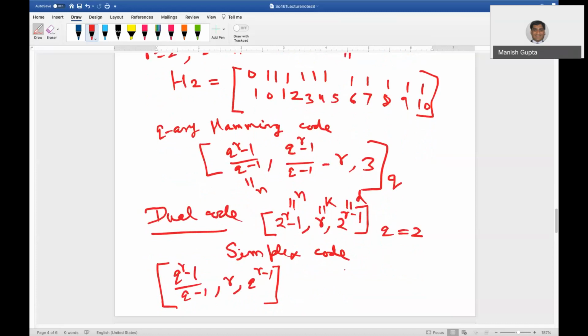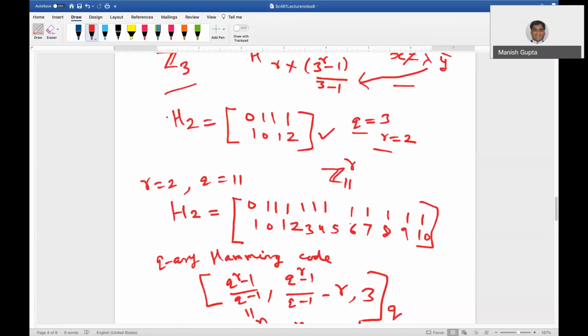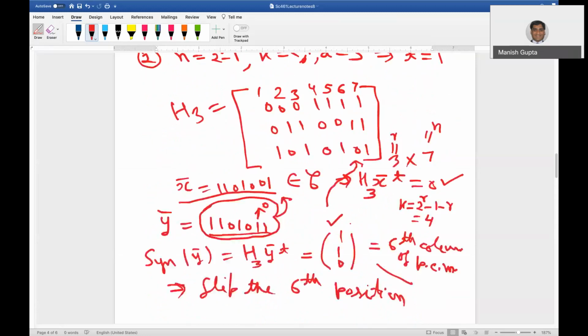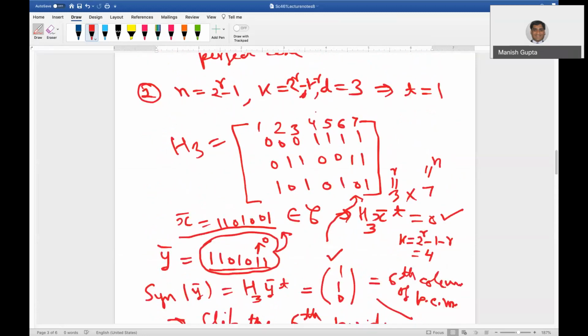Okay. Now another very important code is the dual code of the Hamming code, which is known as the simplex code. So the parameters for the binary code are length 2 raised to r minus 1, k is equal to r, and minimum distance turns out to be 2 raised to r minus 1. For example, if you look at the matrix here in the binary case, you can see that each vector is of weight 4 here.